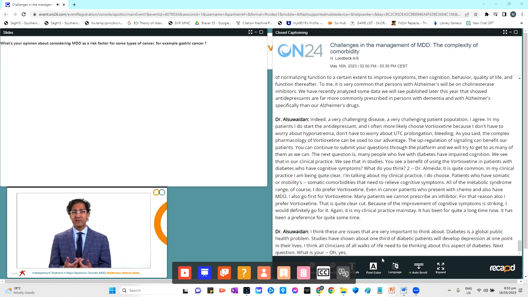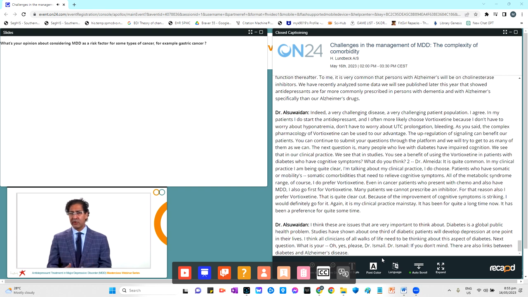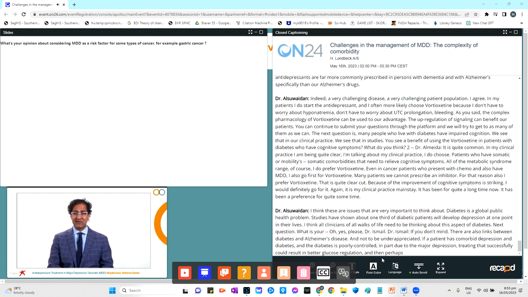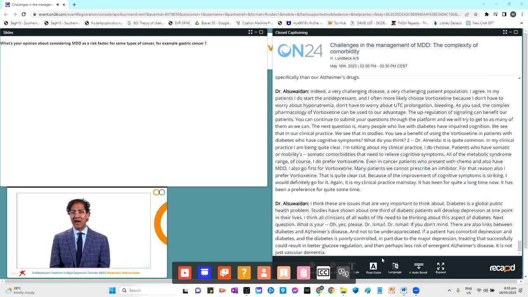There are also really strong links between diabetes and Alzheimer's disease, and not to be underappreciated. So if a patient has comorbid depression and diabetes, and the diabetes is poorly controlled, in part due to the major depression, treating that successfully could result in better glucose regulation, and then perhaps less risk of emergent Alzheimer's disease. And it's not just vascular dementia. There are actually amyloid links with diabetes. So it's complex, but suffice it to say, very important to treat all of the comorbidities.